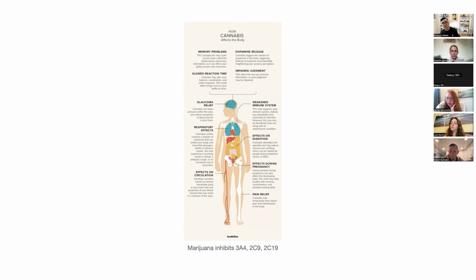You worry about worse side effects? Yeah, you could have EPS, correct? But that's a pharmacokinetic interaction, right? If I'm telling you marijuana inhibits 3A4, 2C9, 2C19, that's a pharmacokinetic interaction. But what about the pharmacodynamic interaction? It being a full agonist and your body being used to a partial agonist. So that's what I tell patients.